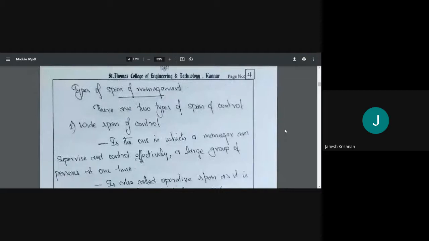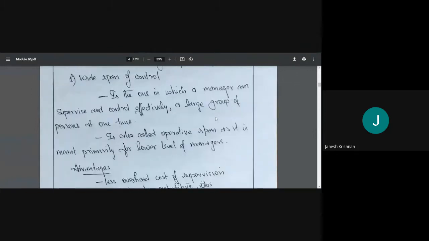Then there are 2 types of span of management or span of control. Don't get confused: span of management and span of control are one and the same. As we have seen, there is wide span of control and narrow span of control. The wide span of control is the one in which a manager can supervise and control effectively a large group of persons at one time. It is also called operative span, as it is meant primarily for lower level managers.